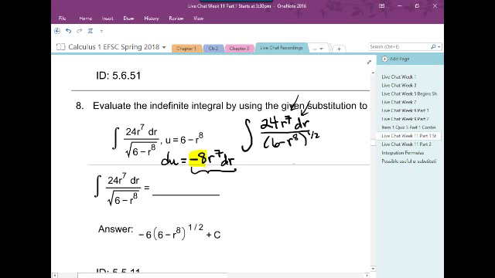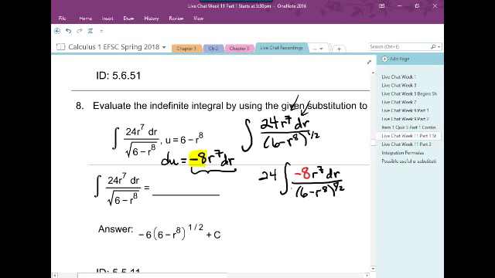So in this, what I always do is whatever coefficient is already there, if it doesn't match up with what I have, I just stick it out front. So that's going to be 24 out front, and then inside we're going to have r to the 7th dr over 6 minus r to the 8th to the 1/2. Okay, but what I would like to see there is a negative 8. So I'm going to go ahead and multiply by negative 8 inside the integral.